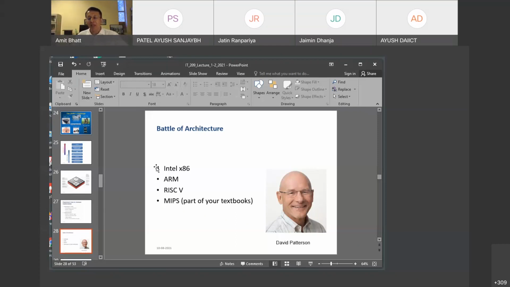So IBM decided that people are getting interested in computing, so let's make a personal computer. IBM was the one who came up with the word PC, which stood for personal computer. IBM said at that time that a personal computer is a small computer, and our real business is mainframe. So let us outsource most of the things.